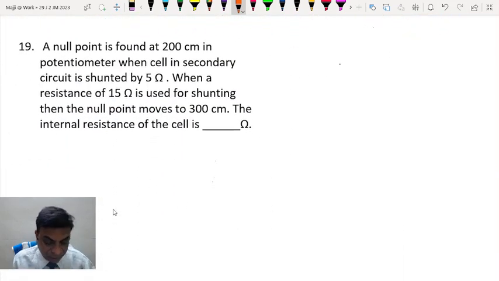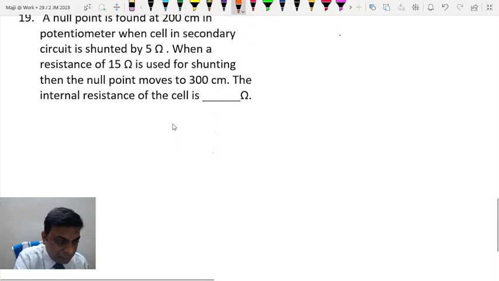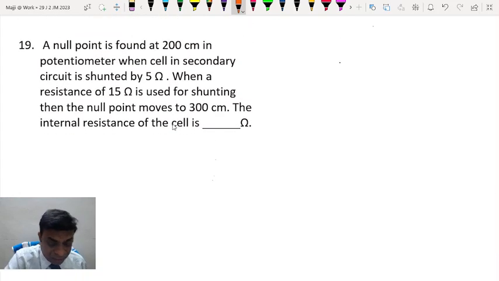A null point at 200 cm in potentiometer wire, when cell in secondary circuit is shunted by 5 ohm. When a resistance of 15 ohm is used for shunting, then the null point moves to 300 cm. The internal resistance of the cell is. This is a very simple question, students, but you should know how to solve.